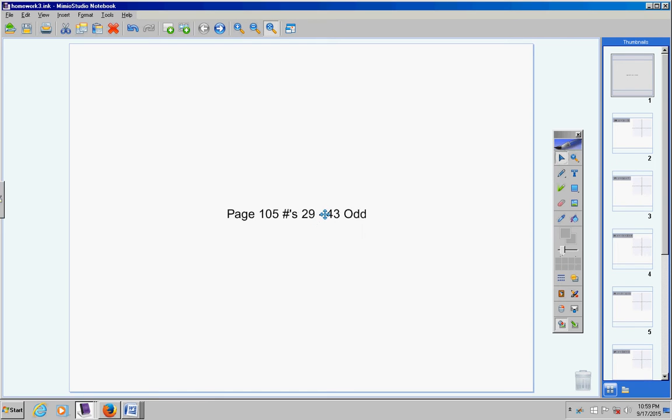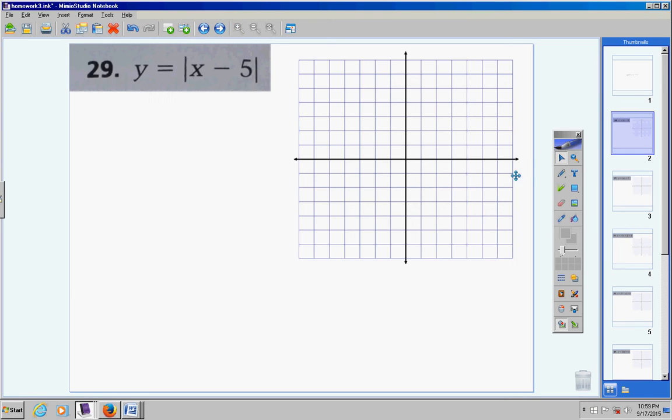Page 105, numbers 29 through 43. Let's jump right into this. Here's number 29. Let's graph this absolute value inequality.